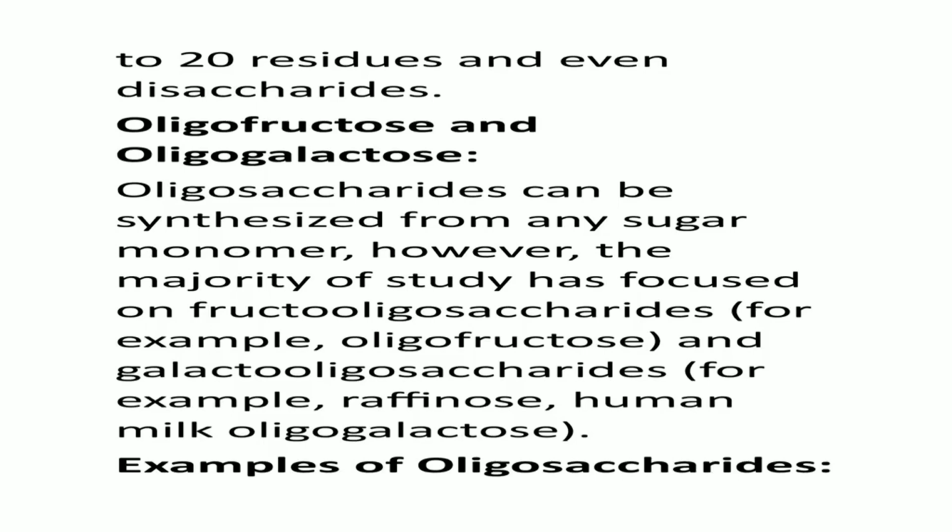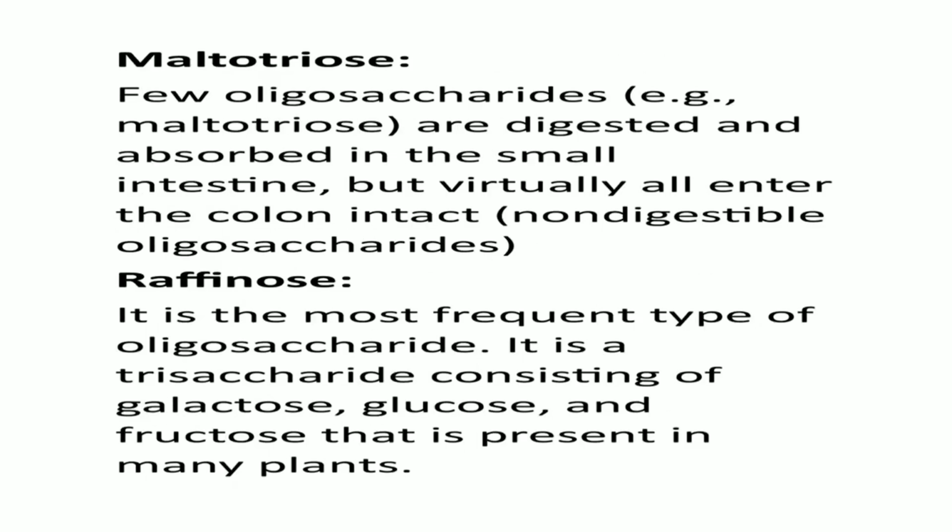oligogalactose. Examples of oligosaccharides: maltotriose. Few oligosaccharides, for example maltotriose, are digested and absorbed in the small intestine, but virtually all enter the colon intact, as non-digestible oligosaccharides. Raffinose is the most frequent type of oligosaccharide. It is a trisaccharide consisting of galactose, glucose, and fructose that is present in many plants.